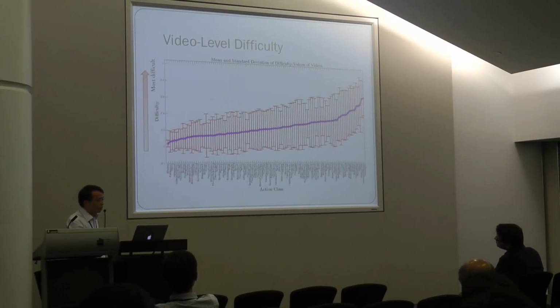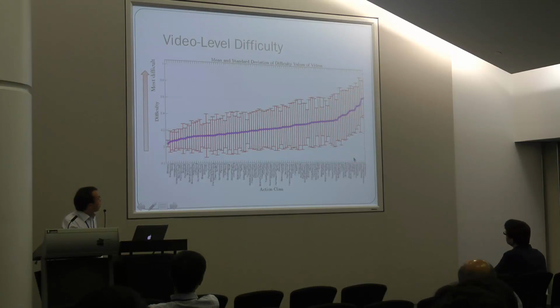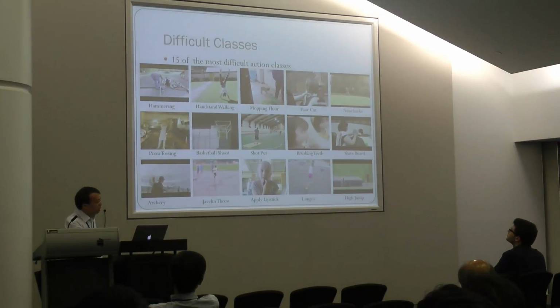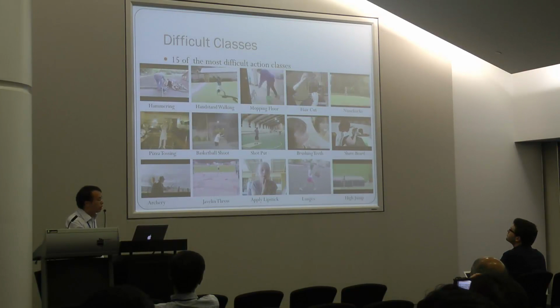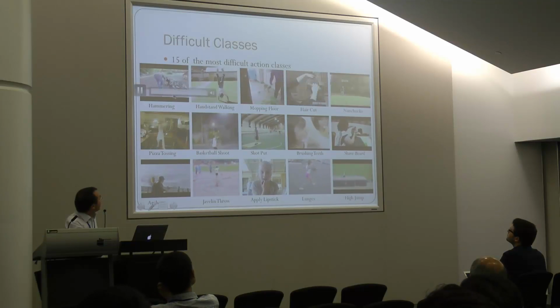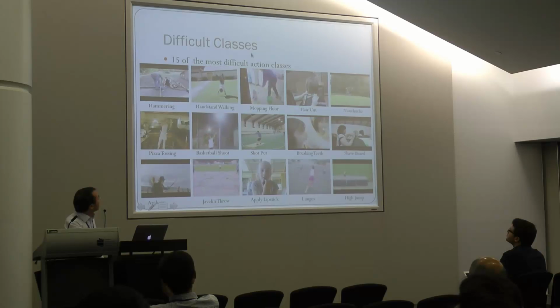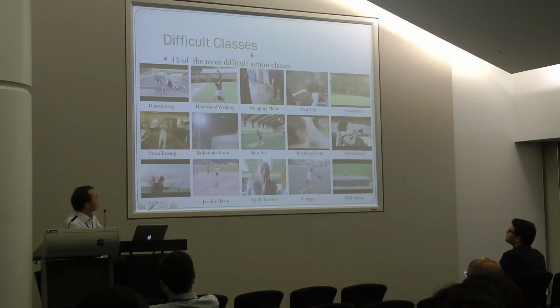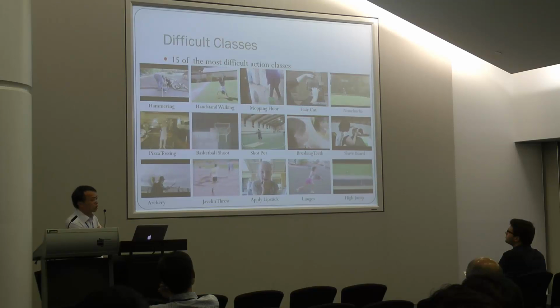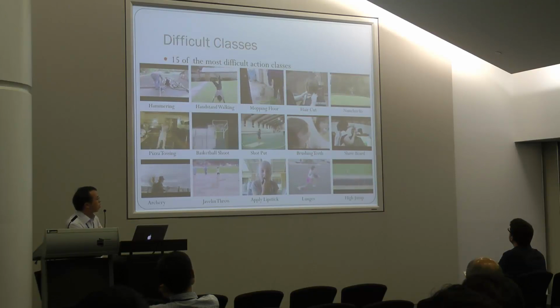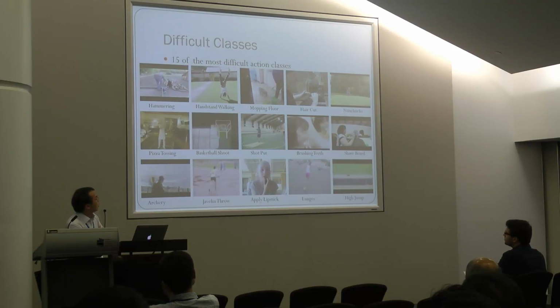Here is another view. We get the video-level difficulty over the class level, and we rank them. The right side shows all the classes that are very difficult. Here are the 15 classes that are very difficult, and we can see over here hammering, handstand walking, mopping floor, haircut. I think all these actions are very diverse, with either different backgrounds or different viewpoints, and the content is also very diverse. So that's why they are very difficult.